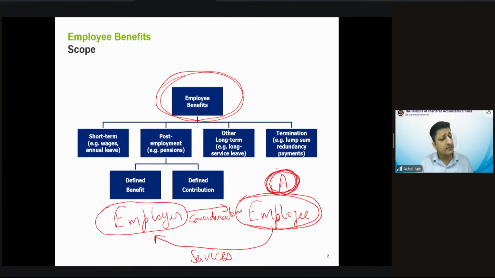Now we will try to understand how this party A can be considered an employee of the counterparty. Let's suppose this is X Limited. It's a company, or it could be a proprietorship firm wherein some employees are involved, or any other entity. The nature or structure doesn't really matter. The important thing is whether it's an employer-employee relationship or not.